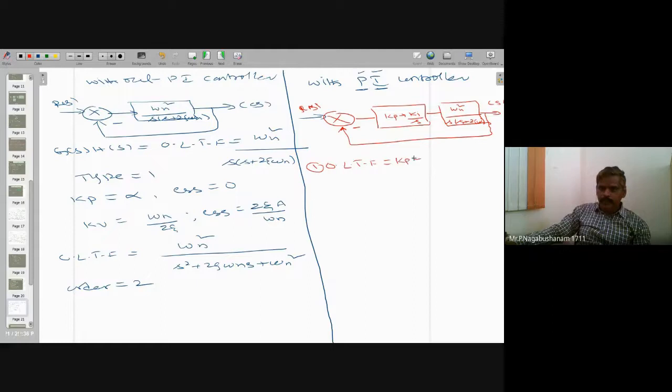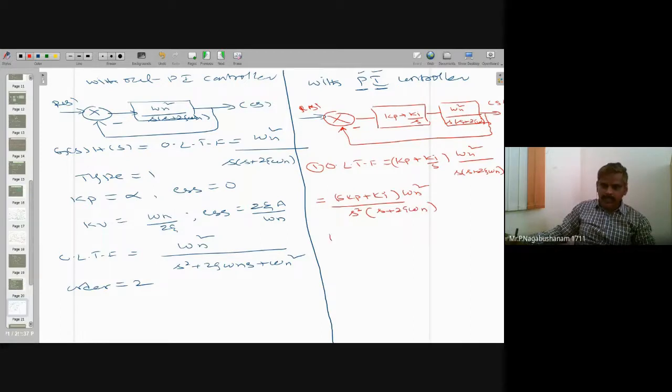Kp plus Ki divided by s into omega n square divided by s into s plus 2 zeta omega n. Please bear with me for an extra 10 minutes. Today I will take extra. In the next class I will compensate that hour. If you take the LCM here, this is s Kp plus Ki divided by s, times omega n square. Already s is there. Now it becomes s square, s plus 2 zeta omega n.